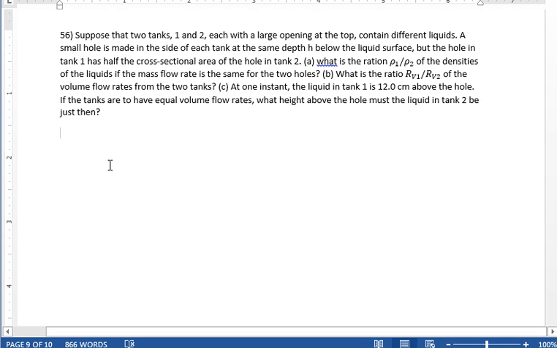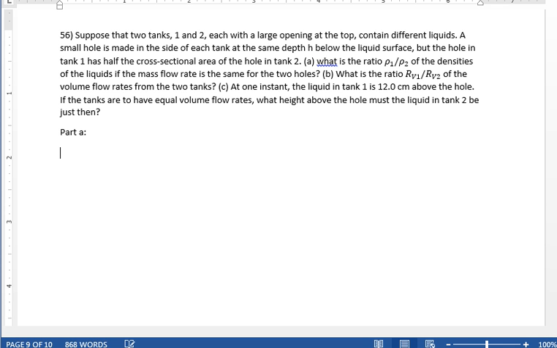Okay, problem 56. First we have these two tanks, 1 and 2. They have a large opening at the top. They have a small hole in the side. The cross section of the hole on tank 2 is twice that of tank 1. Our tank 1 has half the hole size as tank 2. So they ask, what is the ratio of the density of fluid in tank 1 to the density of fluid in tank 2?